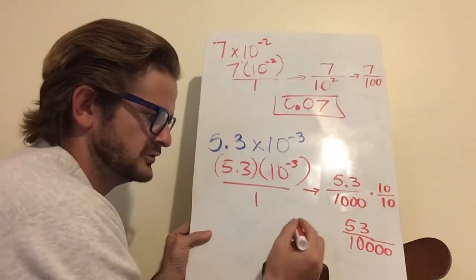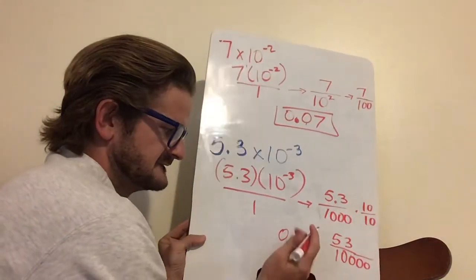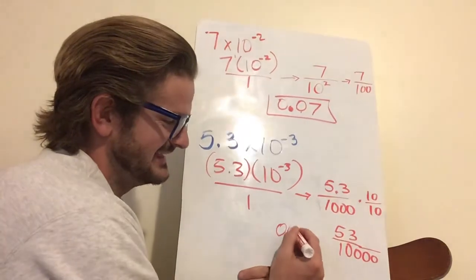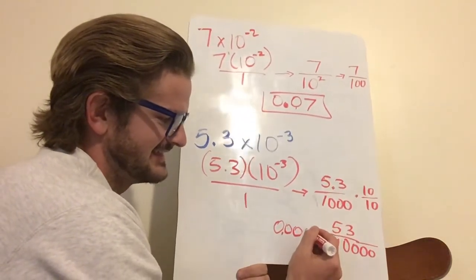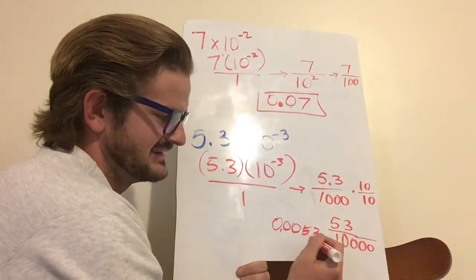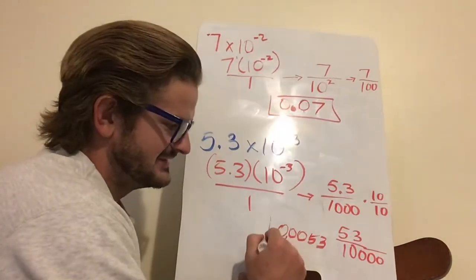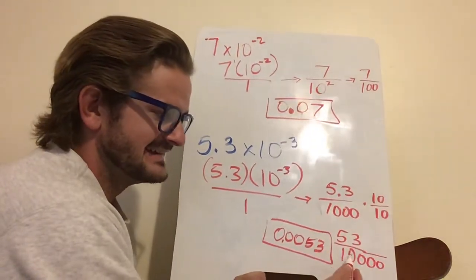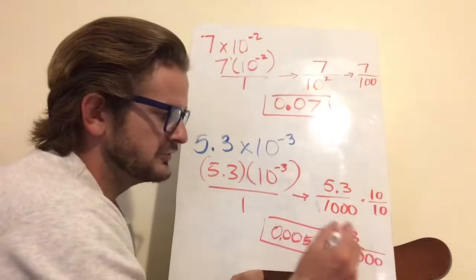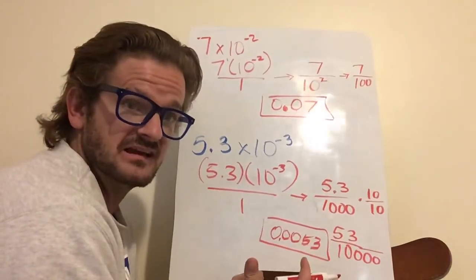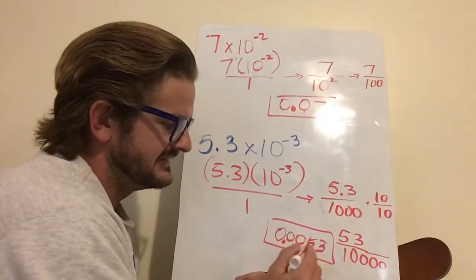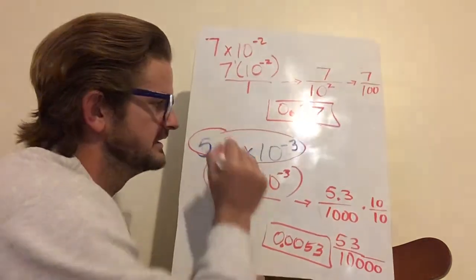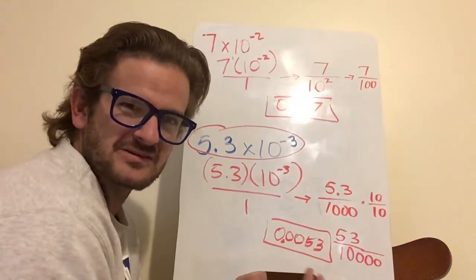So now 53 over 10,000 we can write as a decimal: tenths, hundredths, thousandths, 10,000ths. So 0.0053 is read 53 10,000ths. And so we can use place value to write out the decimal. Again, this decimal, 53 10,000ths, is equivalent to this. So we could write either one depending on the situation and what's needed.